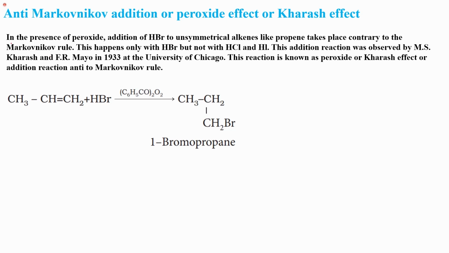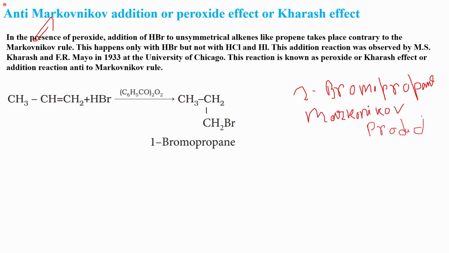I'll explain the detailed mechanism in the next slide. But here, the main Markovnikov product is 2-bromopropane. This is called the Markovnikov product. And what is the anti-Markovnikov product? That is 1-bromopropane. 1-bromopropane is the anti-Markovnikov product.